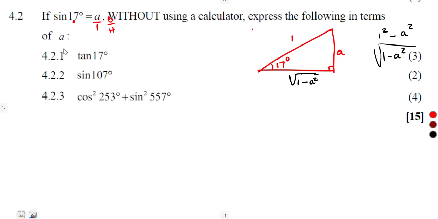Determine or calculate without using a calculator. You must express the following in terms of A. 4.2.1, tan 17.